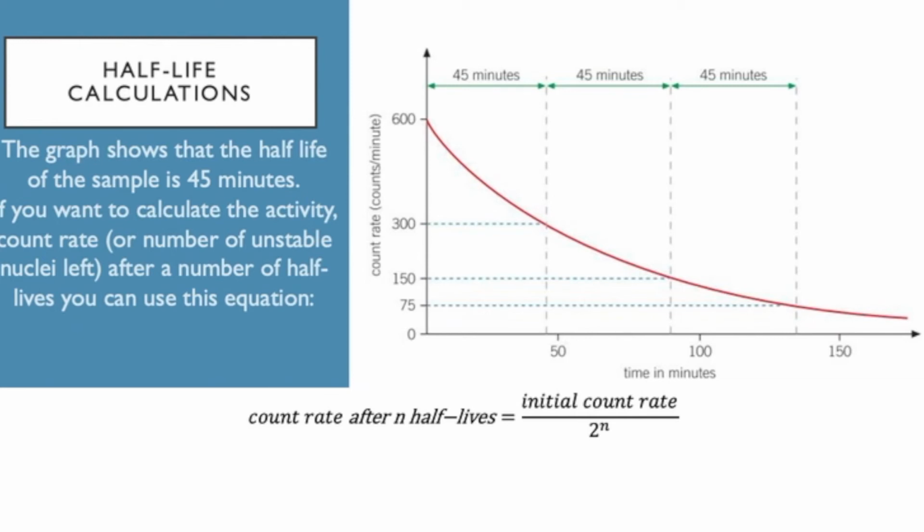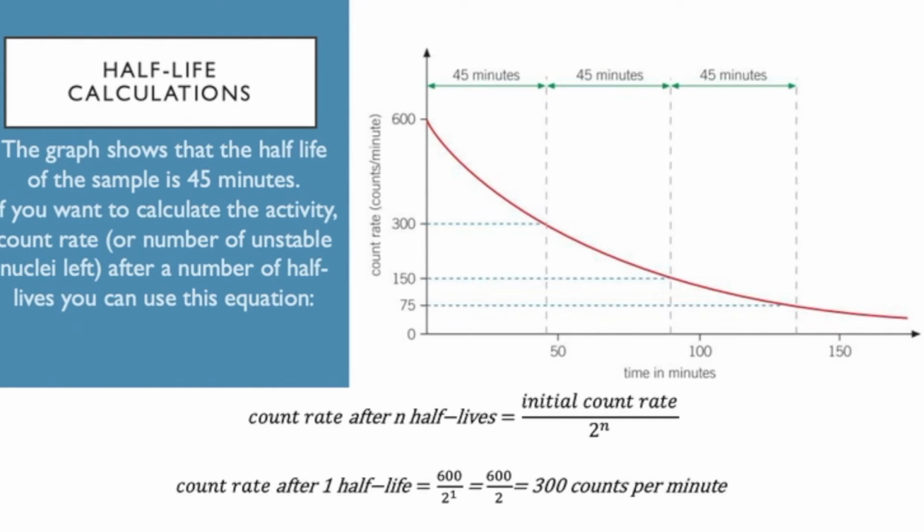So if we have a look at an example, we've got some data here from our graph. So the count rate after 1 half-life is going to be our initial count rate. From this graph, our initial count rate is 600 divided by 2 to the power of 1, because that's from our equation. We're looking at the first half-life, so 2 to the power of 1, which is 2. So 600 divided by 2 is 300 counts per minute, and you can see that after 1 half-life here, after 45 minutes, which is the half-life here, we go down to 300. So our equation works here.